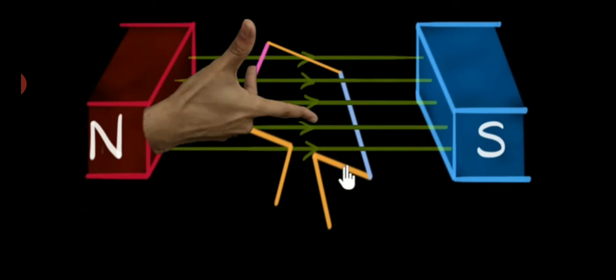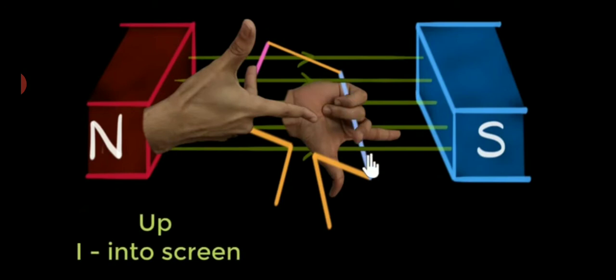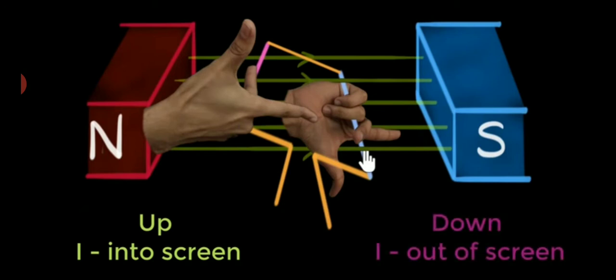Similarly, the blue wire is moving downwards. So the thumb will be pointing down, the forefinger will still be pointing to the right. And so if we arrange our right hand over here, it will look like this. The middle finger is pointing out of the screen. That means the current in the blue wire will be coming out of the screen. So what we have seen is if a wire is moving upwards over here, then the current will be into the screen. And if the wire is moving downwards, then the current will be out of the screen. Remember this, it will be important.